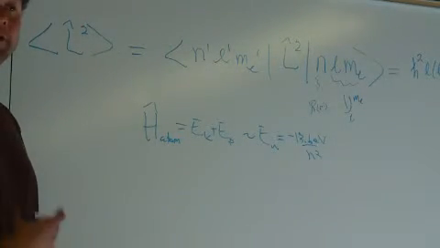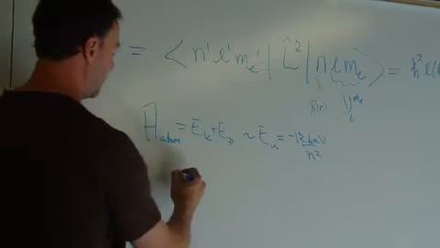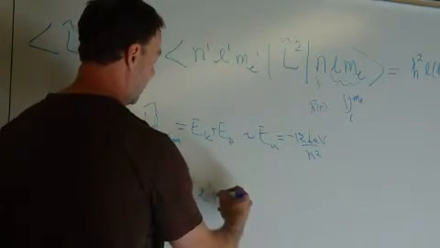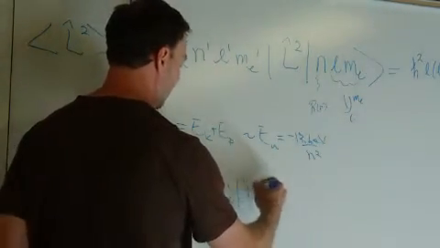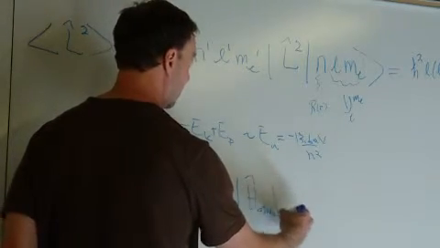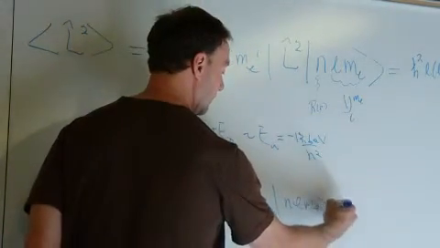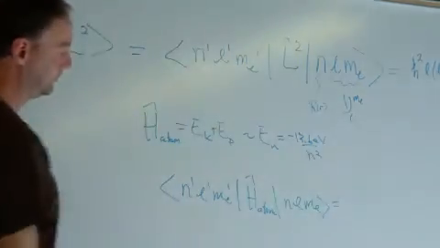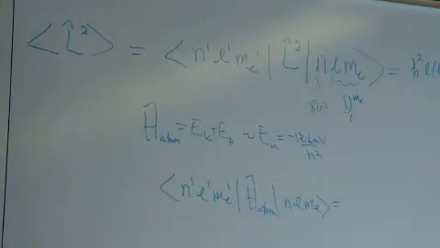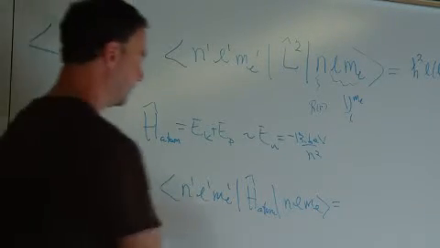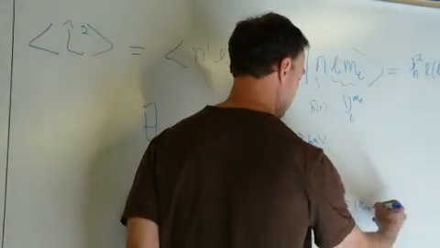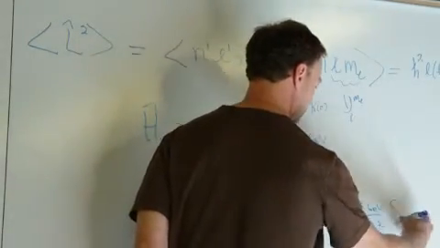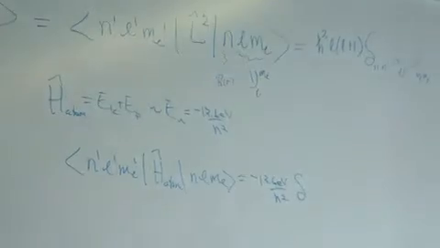All right? And then I look at the expectation of this. I look at n prime, L prime, M_L prime, and then H atom, and then n, L, M_L. What do I get there? It goes like negative 13.6 eV over n squared, times delta, delta, delta. I'm just going to leave it like that. We get it, right?